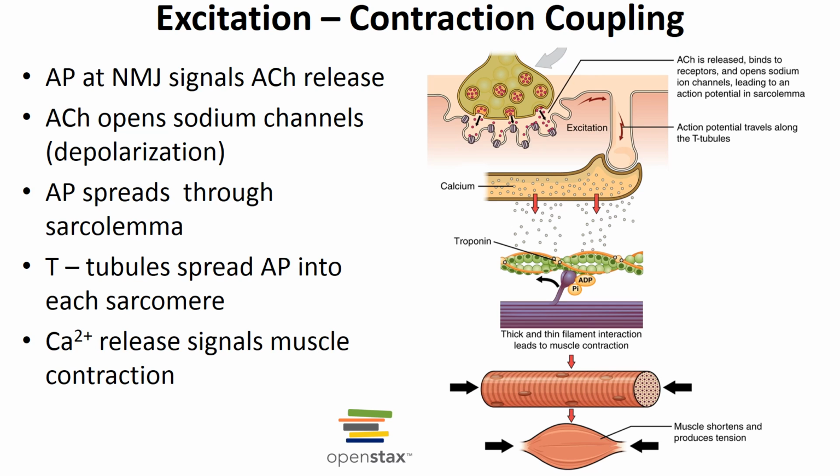So the action potential at the neuromuscular junction signals acetylcholine release. Acetylcholine opens sodium channels, which depolarizes the membrane. The action potential spreads through the sarcolemma. The T-tubules spread the action potential deep into the cell's interior, into each sarcomere. Calcium ions are then released, which signals muscle contraction. We'll get to the steps of excitation-contraction coupling in just a moment, which will lead to the sliding filament mechanism.